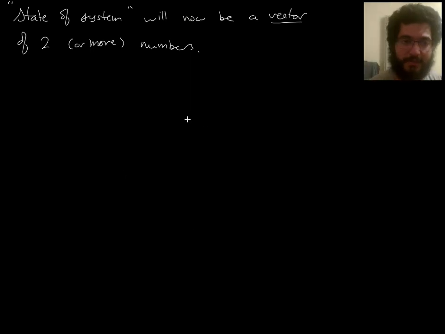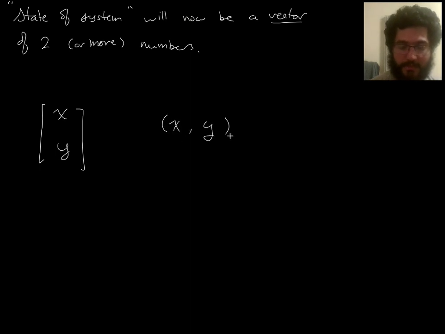So from now on, the state of a system will be a vector consisting of two or more numbers rather than just one number x. So the state will be something like x and y. A vector like this, I might often put in a column vector. Maybe I'll put it in an ordered pair like this. I'll treat these basically as the same.